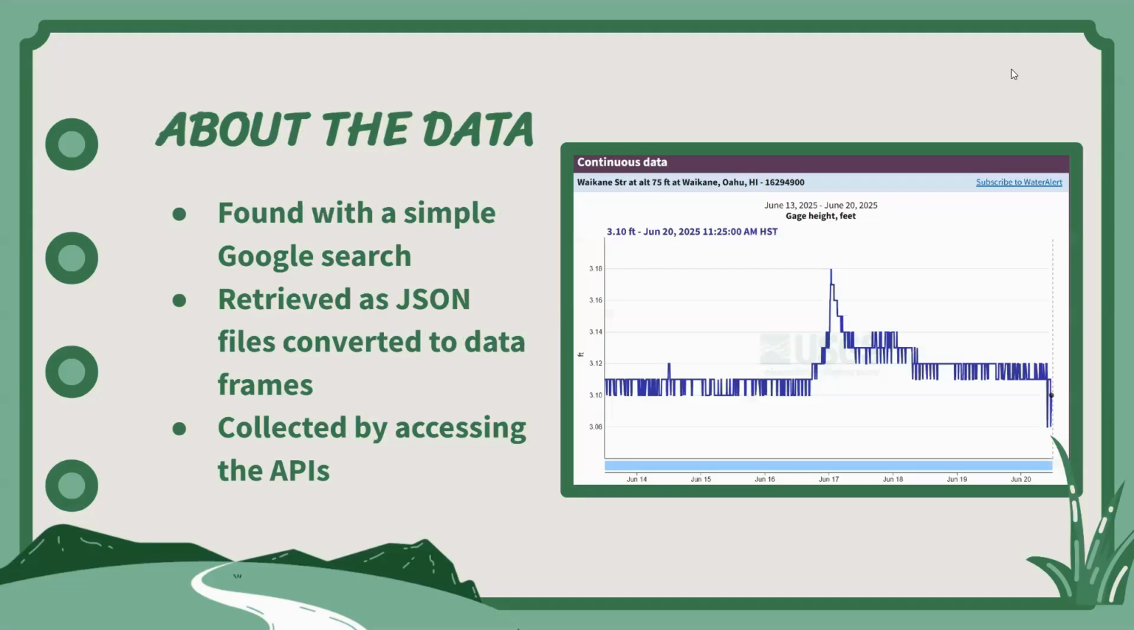So this data was found with a simple Google search. Just looking up Waikane stream height or Waikane predicted tides would easily get you to these websites. And when accessing these APIs, this data is retrieved as a JSON file, and then some code is created to convert them into pandas data frames. And as I said before, they're collected by accessing APIs. So this is an example of what you would see if you searched it up on Google.